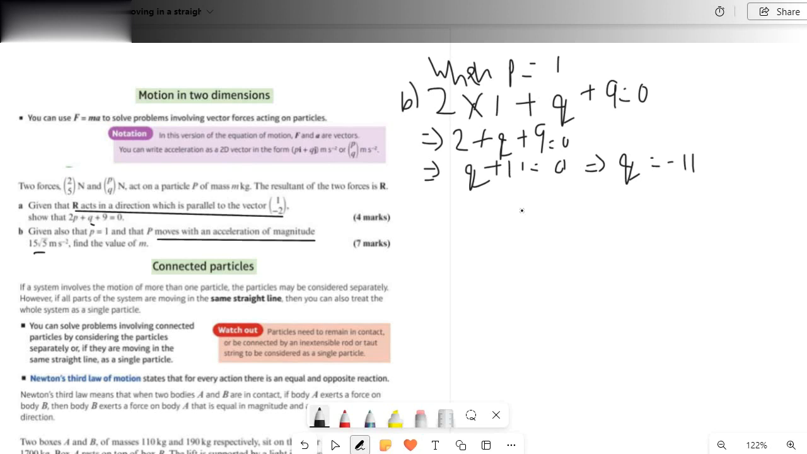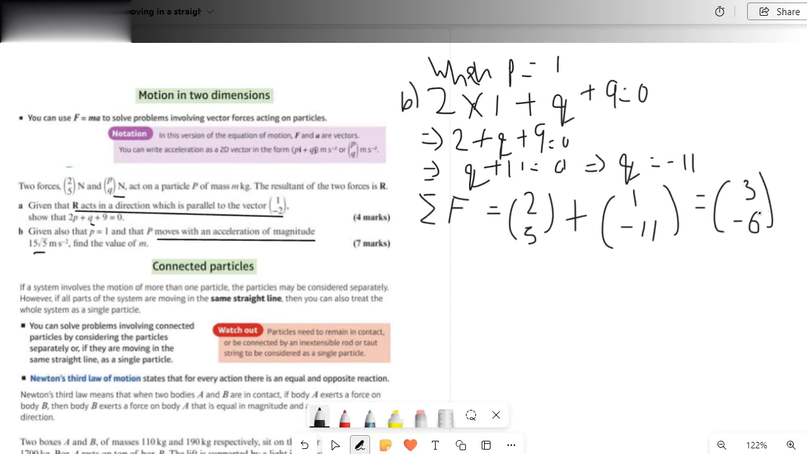So now we have to find out the resultant of the forces. The summation of F, which is the resultant, we should have (2, 5) plus (p, q) here, which is (1, -11), and so we should have (3, -6). And if you notice, this vector is parallel to the vector (1, -2), because if we take a common factor of 3, then we are supposed to get 3 multiplied with (1, -2).